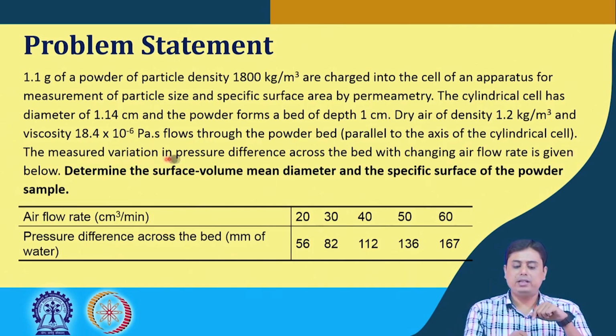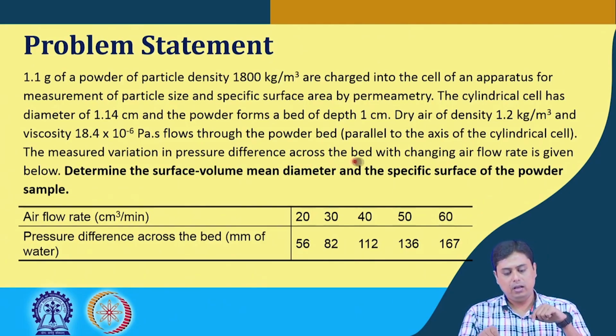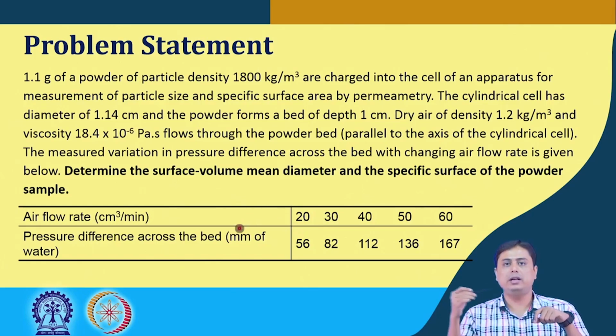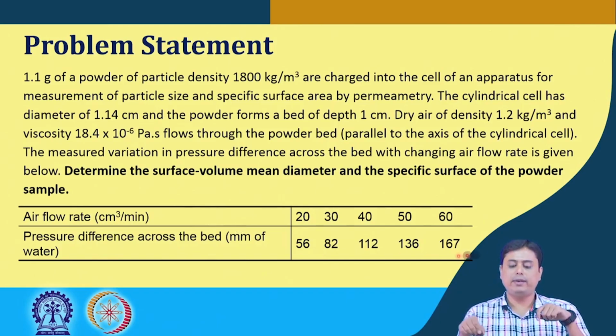Now the measured variation of pressure difference across the bed with changing air flow rate is given in the following table. So as you increase the air flow rate, the bed pressure increases, and we can find that relation from this table, how it changes.